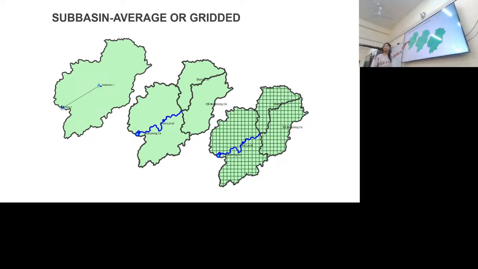Here one parameter is considered for the entire basin. Here the basin has been divided into, say, 4 sub-basins, and for each sub-basin we will define the parameters, and based on that it will give the output. And here the entire watershed is divided into a number of grids, and for each grid we will be giving the parameter values. This is actually very complicated, so we'll be focusing in this session on the semi-distributed model.